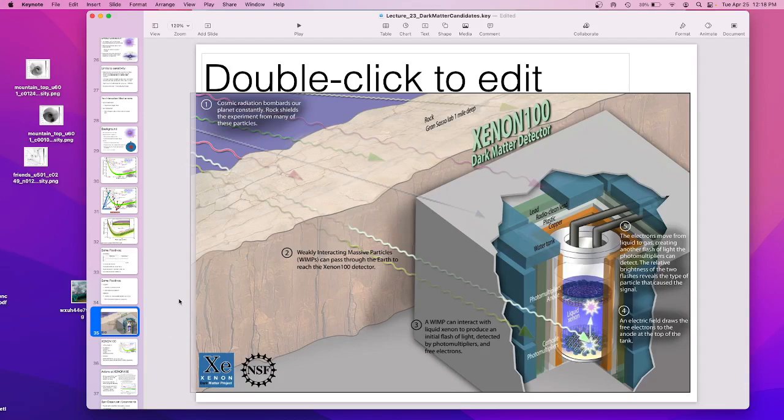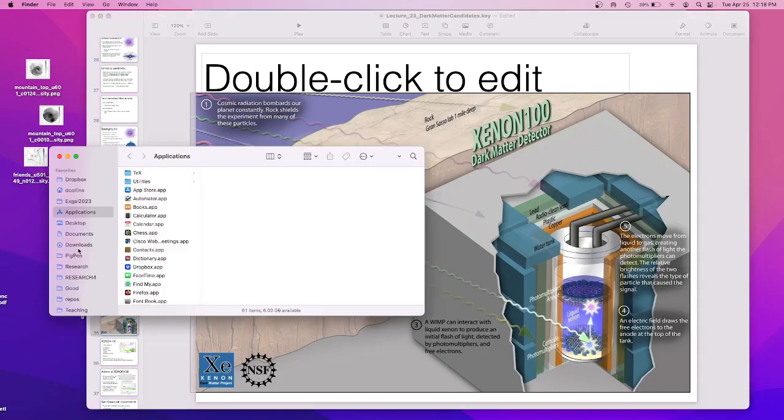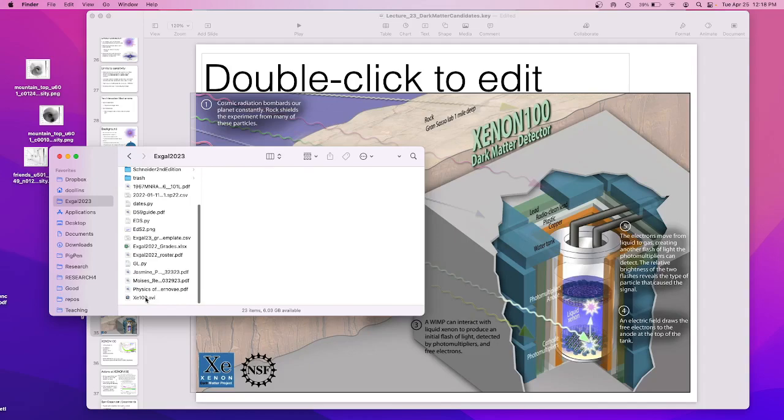Let's see. I got a movie of it. I'm trying to remember where I put the movie. I hope I put it here. I did. Nice.